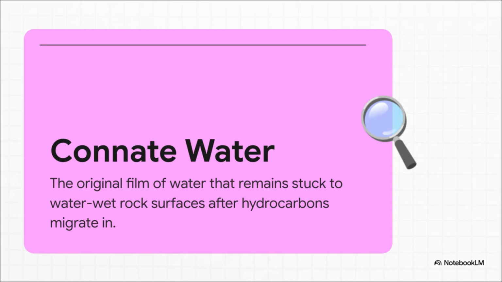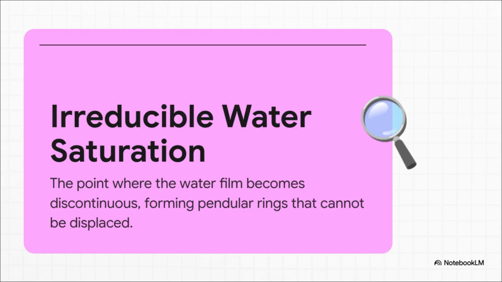That means from the very, very beginning, a super thin film of water coated all the little rock grains. And even after millions of years of oil migrating in and filling up the space, that original water film is still there, stuck to the surfaces. This leads to what's basically a point of no return. It's called irreducible water saturation. The film of water gets squeezed so thin that it actually breaks apart, leaving behind only these tiny, disconnected rings of water right where the rock grains touch.